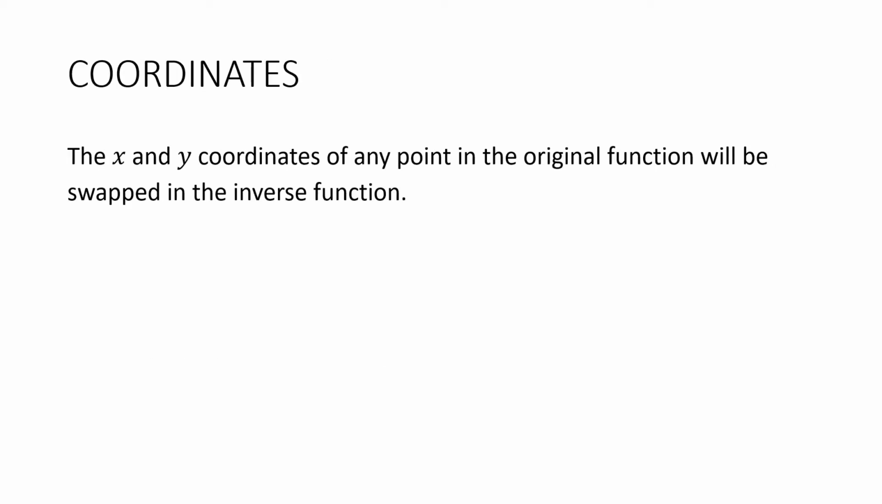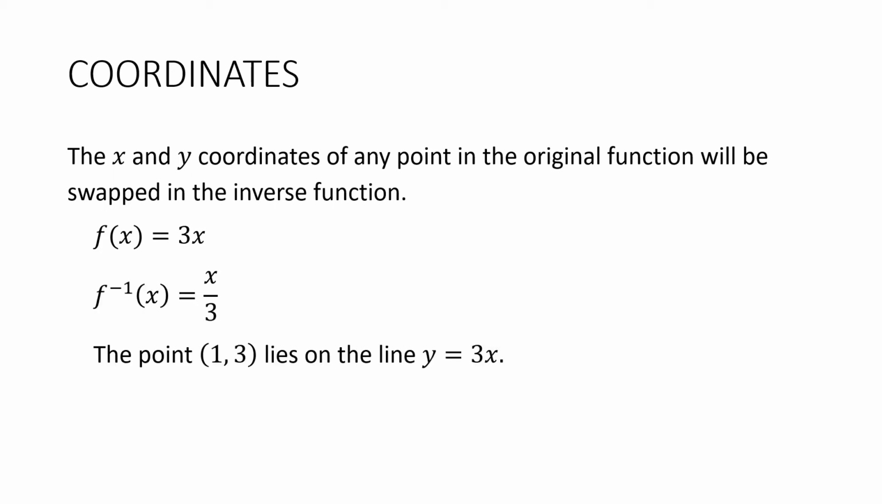Now, because we switched x and y when we formed our inverse function, the x and y coordinates of any point in the original function will be swapped in the inverse function. So here's our question we were doing. f of x is equal to 3x and f to the power of -1 of x is equal to x on 3. So the point (1, 3) lies on this line. Just check that out. Put the 1 in there, you get 3. So guess what point lies on this one? (3, 1). Let's put 3 in there. 3 divided by 3 is 1. You see how they switched?